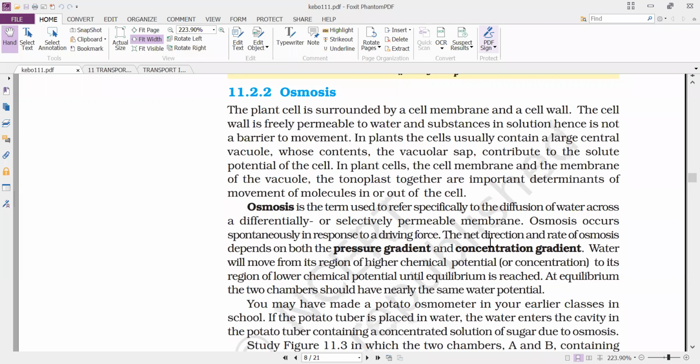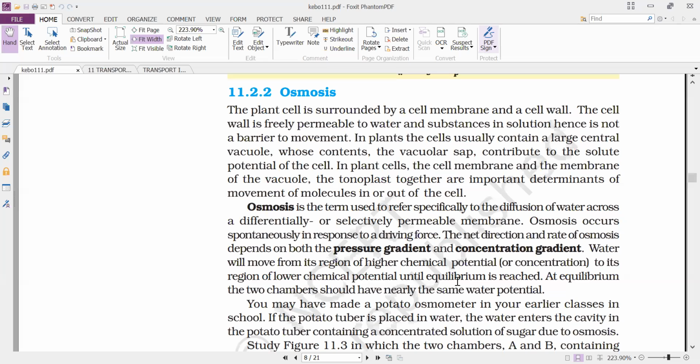The net direction and the rate of osmosis depends on both the pressure gradient and the concentration gradient. Here the pressure gradient refers to water, and the concentration gradient refers to solute. So water will move from its region of higher chemical potential or concentration to its region of lower chemical potential until equilibrium is reached.